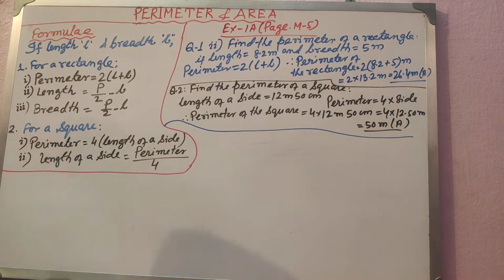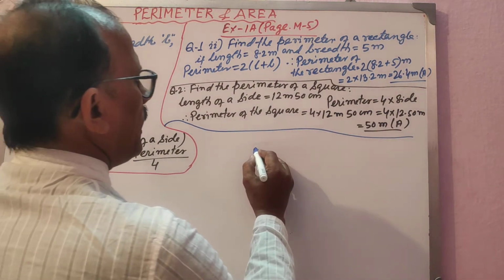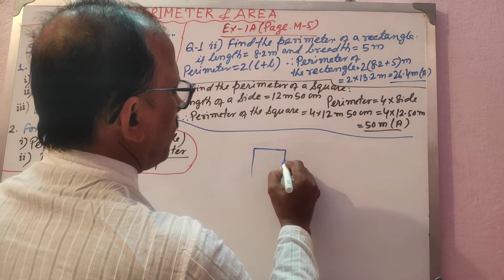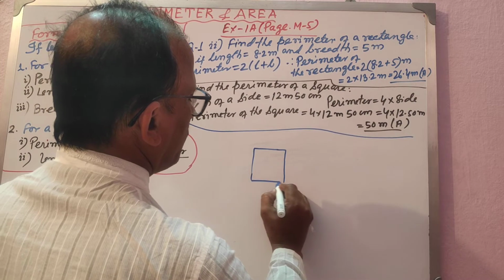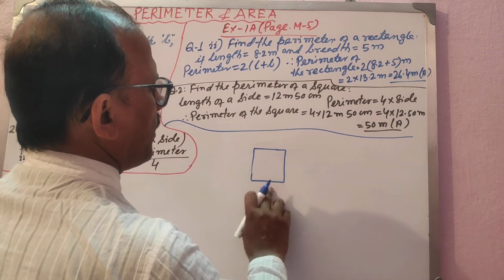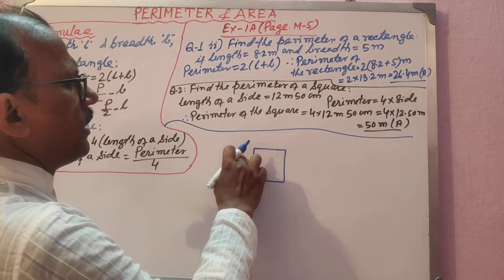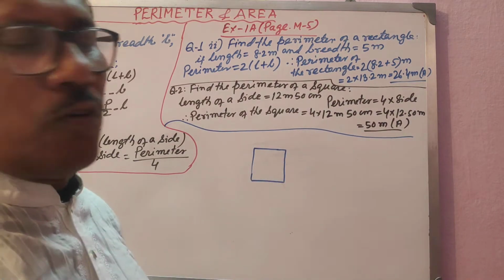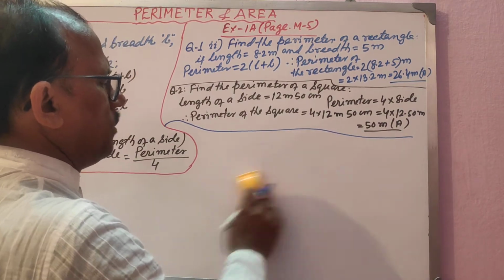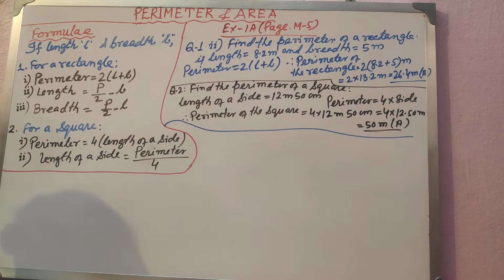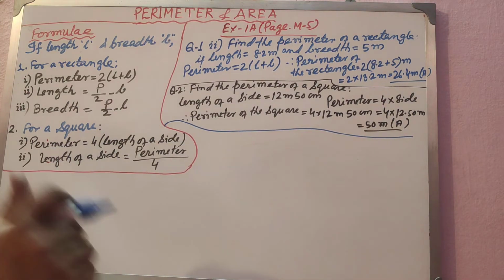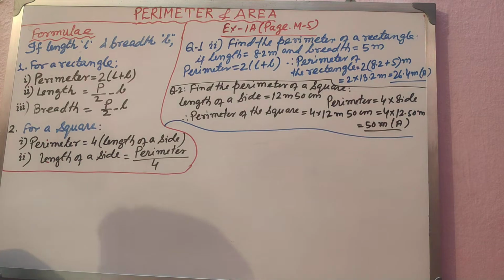For a square, all the sides are equal, isn't it? So if this side is 5 meter, this side 5 meter, this side 5 meter, this side 5 meter, then 4 into side, 4 into the length of one side, will be the perimeter of a square. Consequently, if you want to find the length of one side, it will be perimeter divided by 4. That all will be very simple.